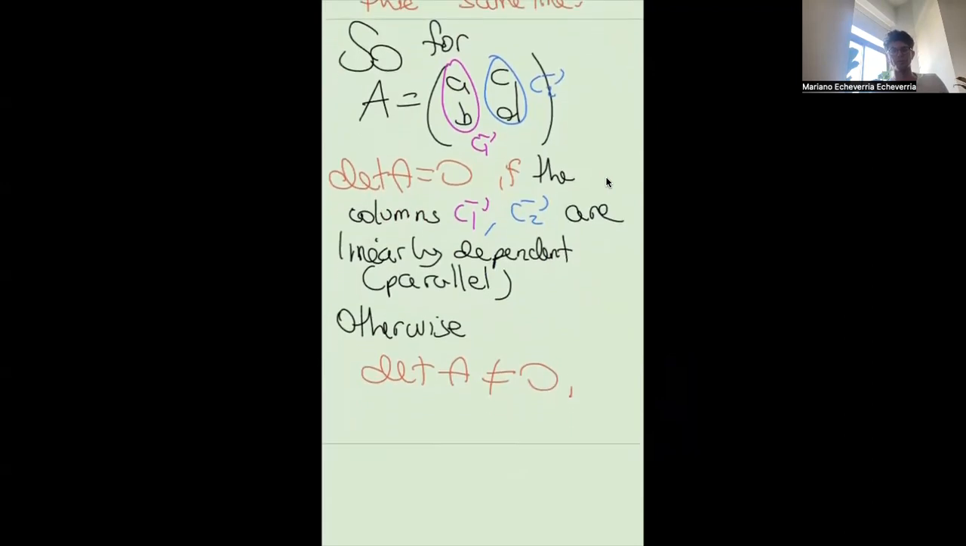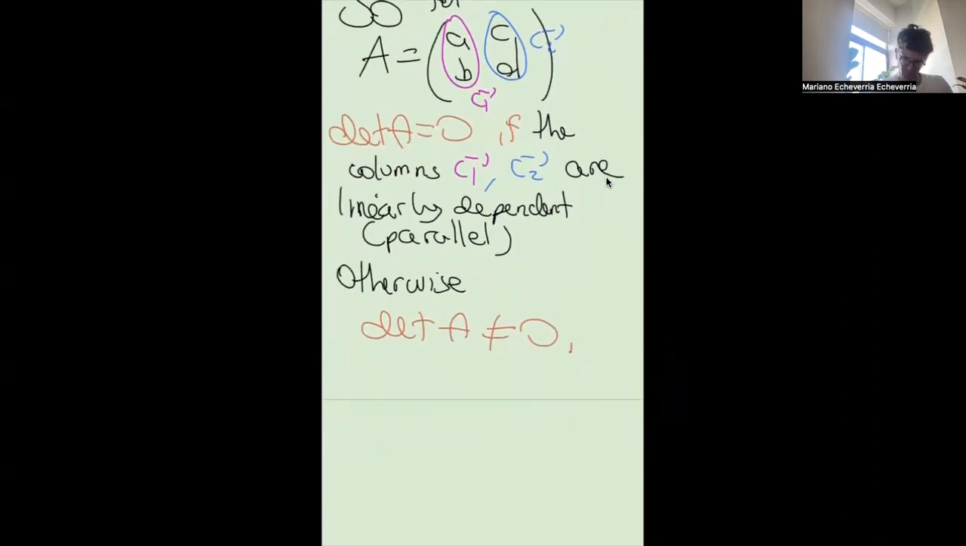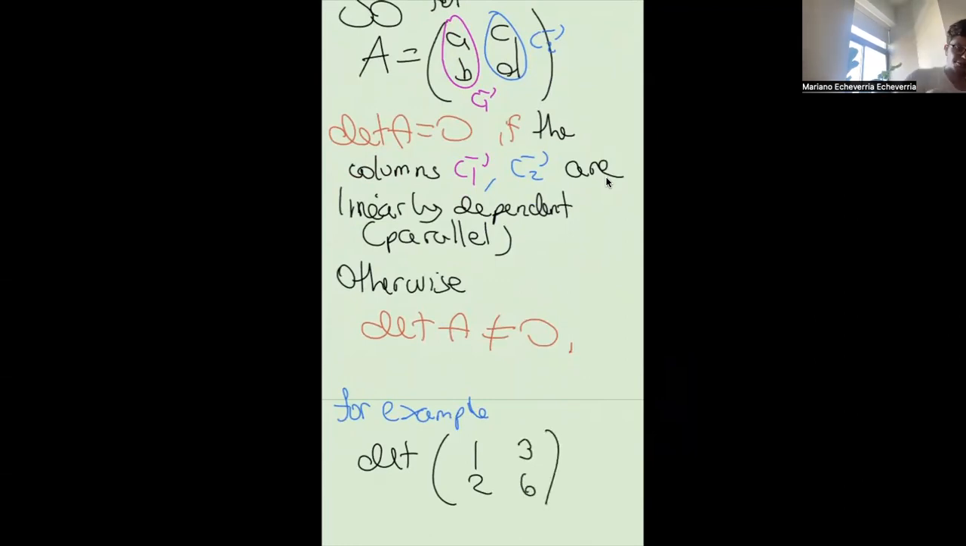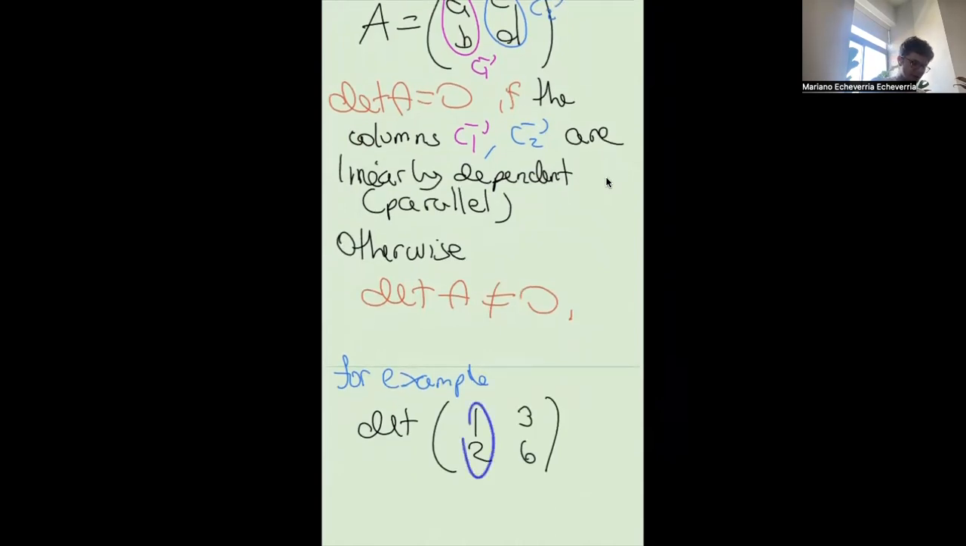Okay, so this is already enough to do some examples. So for example, what is the determinant of 1, 2, 3, 6? What would you say? I'm putting it right after this property, so you have to look at the columns and check whether the columns seem parallel or not. So are the columns parallel vectors, yes or no?